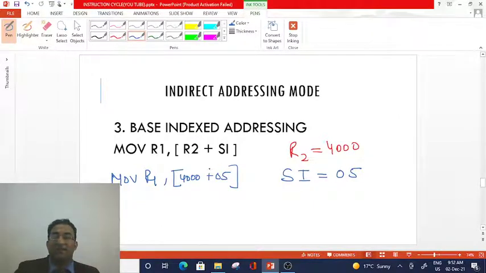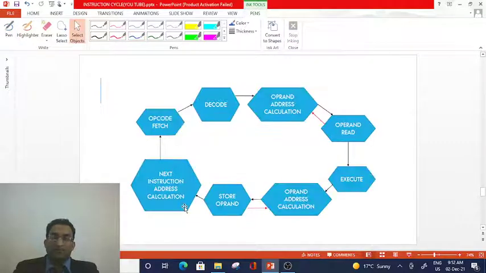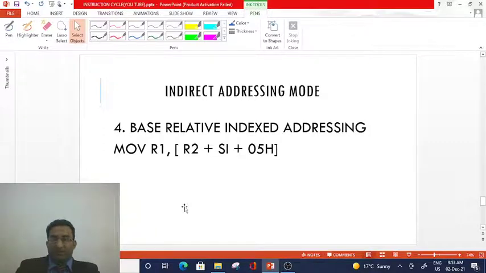So I am transferring the value from this particular location into R1. Again there is an address calculation. The operand address is calculated and then it is read from that particular location and transferred to the R1 register. So this is the whole cycle. Now we will understand the base relative indexed addressing mode. Base relative indexed addressing mode means now we have R2 plus SI plus 05. So this whole calculation will take place. After the calculation, the value will be transferred to the R1 register.